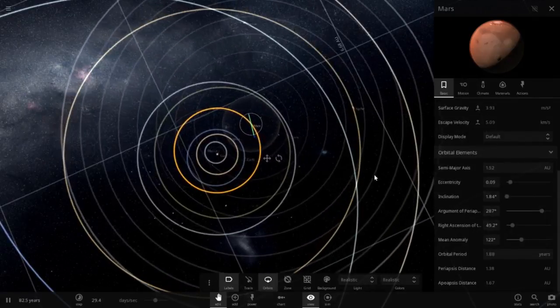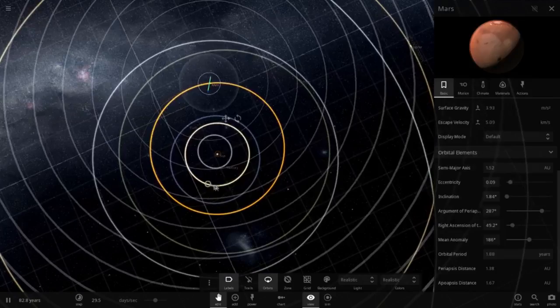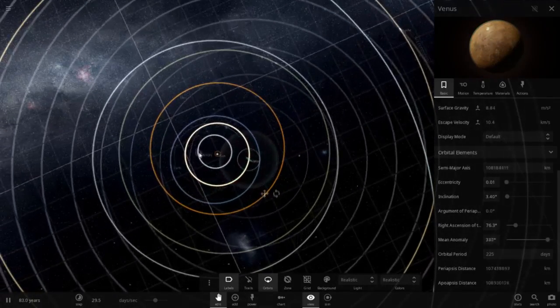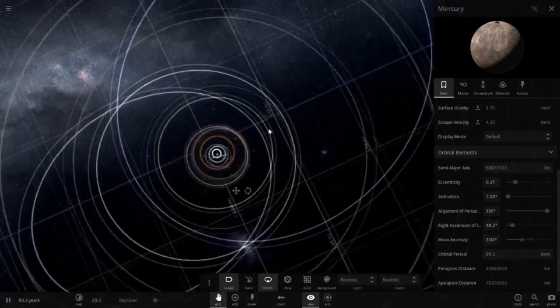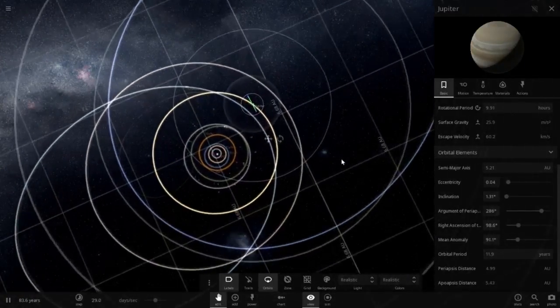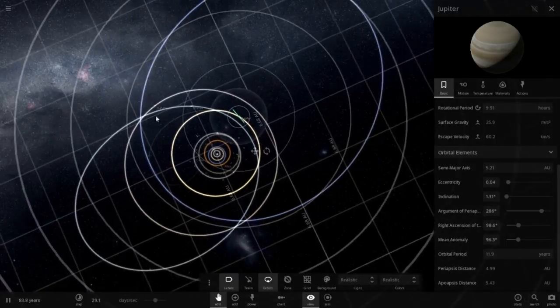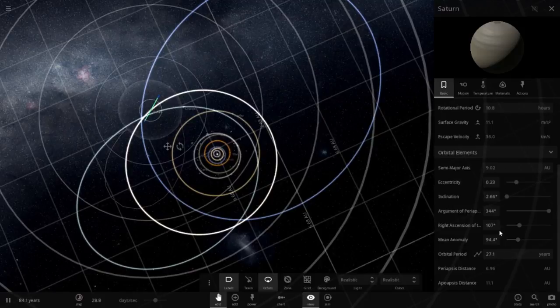Mars is a bit different, but not too much. I mean, I don't remember its numbers very easily. Venus hasn't changed, Mercury hasn't changed very much, Jupiter's pretty much where it usually is. Saturn has changed, its orbital period is only 27.1 years now.